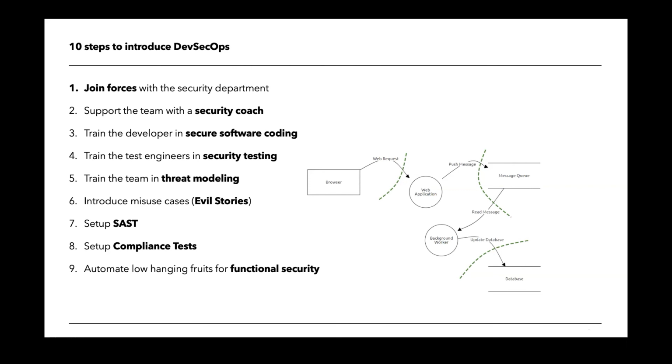Number 9, automate low-hanging fruits for functional security tests. Start by automating the testing of login functions. Every application has a login. Start here with your functional security tests.